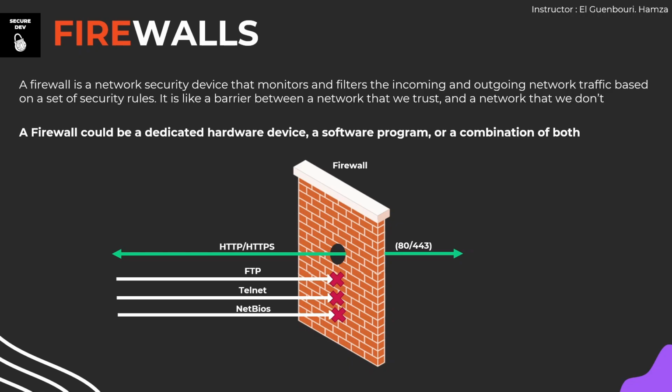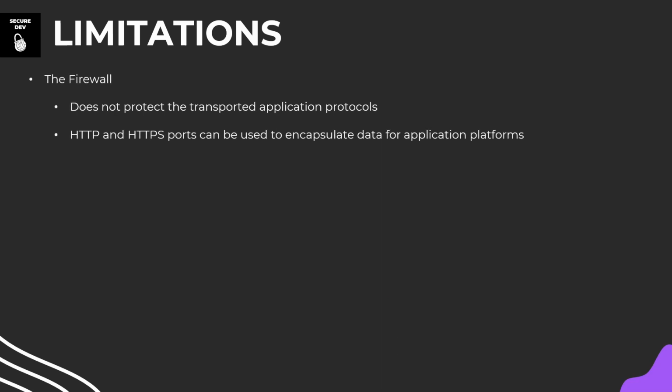However, it is important to understand the limitations of a firewall. So, a firewall is not able to protect against vulnerabilities in the transported application protocols. So, to make it clearer, the HTTP and HTTPS ports, which are open for communication, can be used to encapsulate and transport data to and from application platforms. And this exposes a potential chain of vulnerabilities at different levels of our architecture.